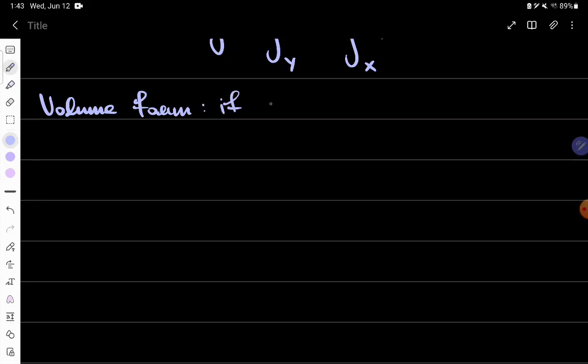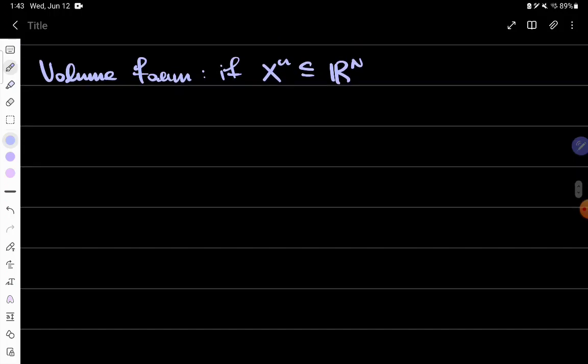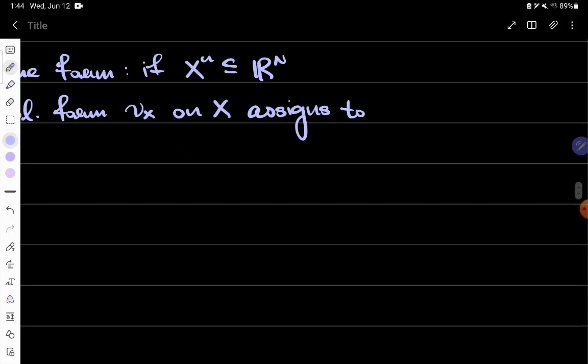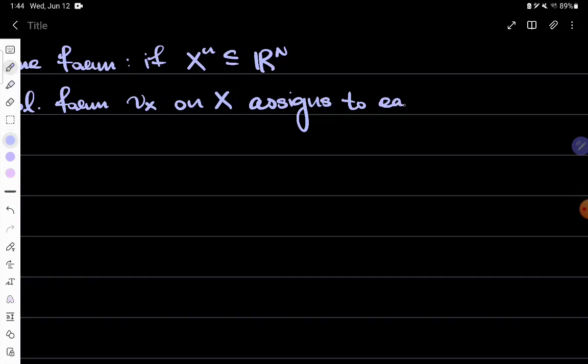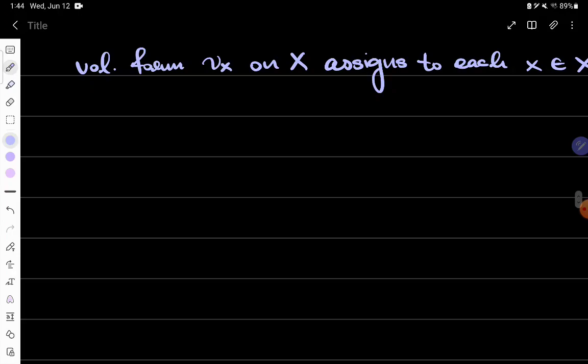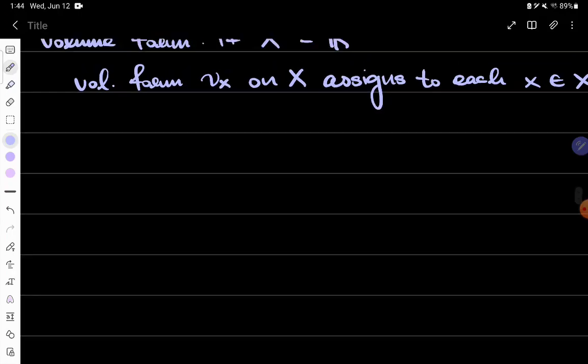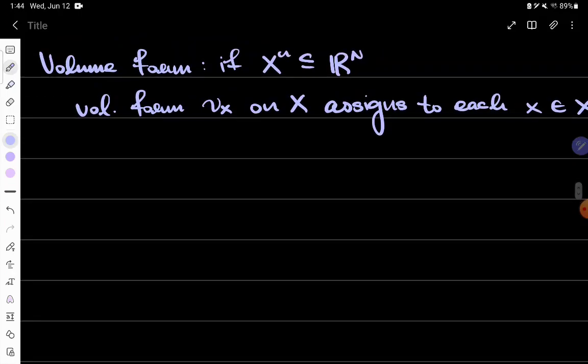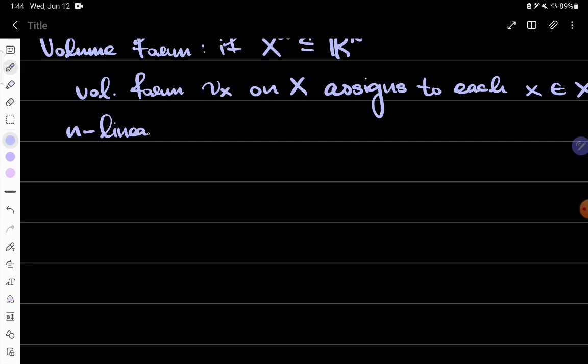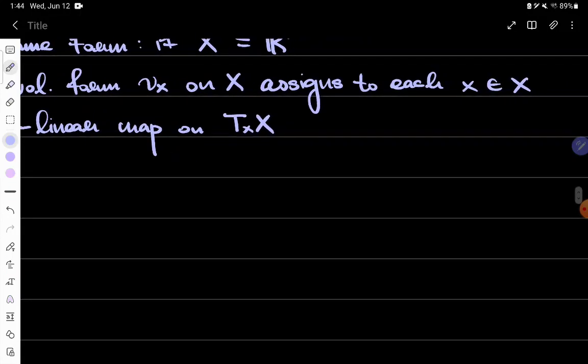So if, let's say, X to the little n is embedded in R to the big N, then we have a volume form, let's call it nu X, on X that assigns to each x in X some n-linear map on the tangent space.